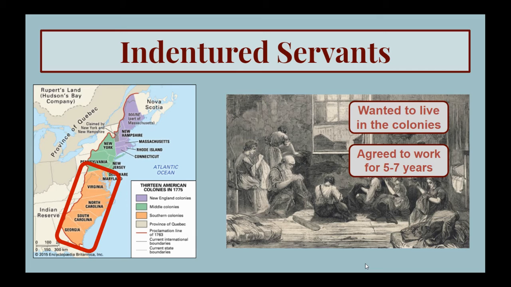So they would find a plantation owner, a large landowner, and have that person pay for their passage over to North America. And in return, they would agree to work for them for 5 to 7 years without pay. They were treated similarly to enslaved Africans, where they weren't paid for their work and they weren't respected. However, a major difference is that they wanted to come here and that they were free at the end of that 5 to 7 years.